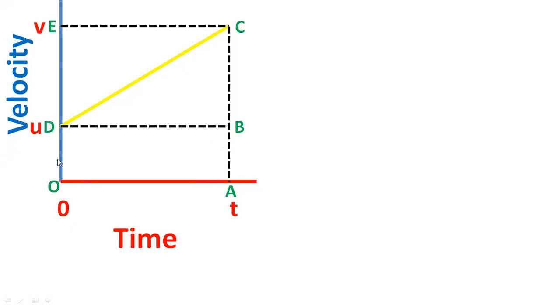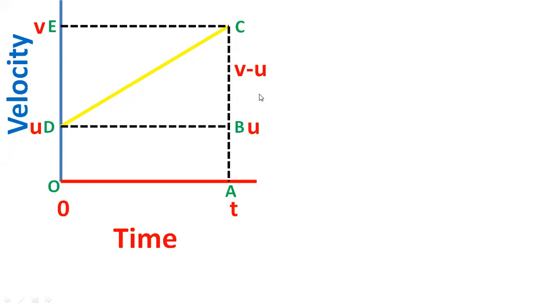OABD is a rectangle. So whatever the value of OD is, it would be equal to AB. Opposite sides of a rectangle are equal. So the AB value would also be equal to u. And what about the AC? See, OE is v, meaning this total distance is v. This is u. So this value would be v minus u, subtraction. So this total value is u. The above part BC would be equal to v minus u. Okay, so that is what we have got.